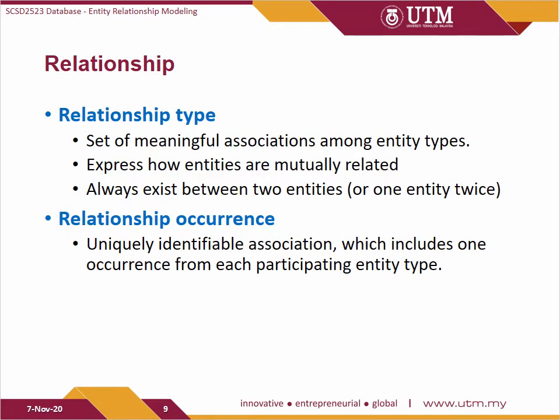Okay, now we move on to relationship. A relationship type is a set of meaningful associations among entity types. Each relationship type is given a name that describes its function. It expresses how entities are mutually related and always exists between two entities or one entity twice. A relationship occurrence is a uniquely identifiable association which includes one occurrence from each participating entity type.